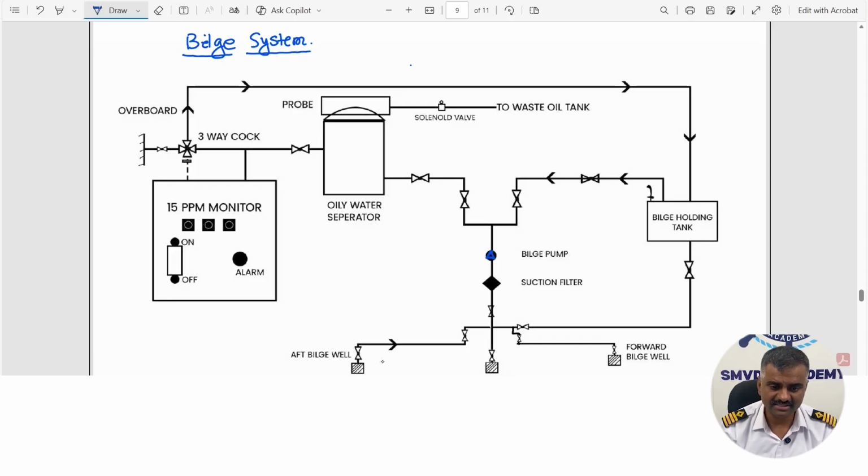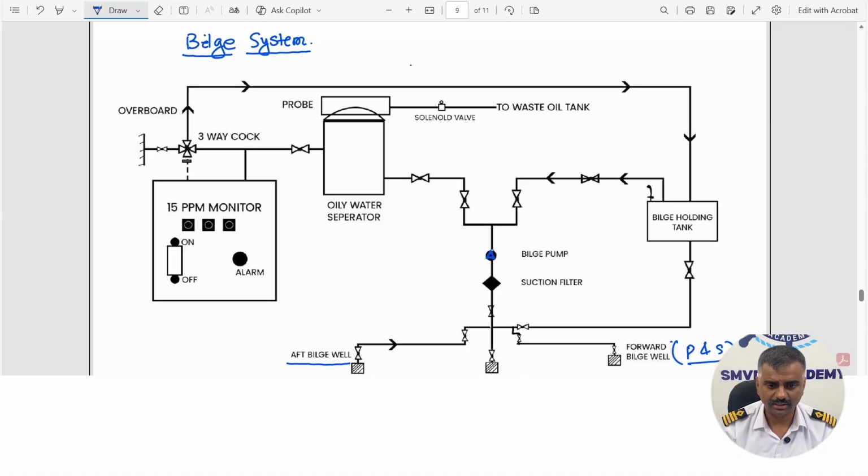So there is an aft bilge well. You can see this is the aft bilge well. The forward part will have two bilge wells, port and starboard. In the forward part, water accumulates in the bilge well. There is a bilge line filter after the valve.